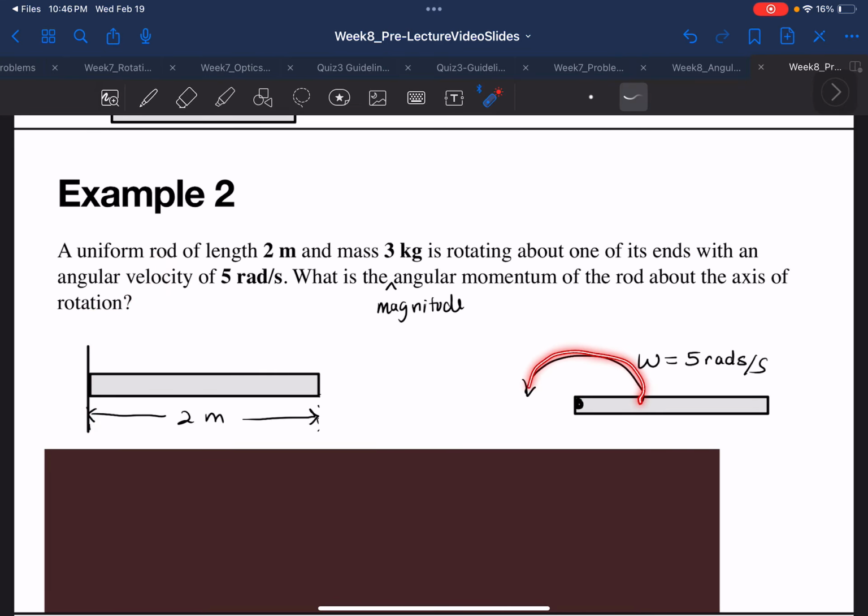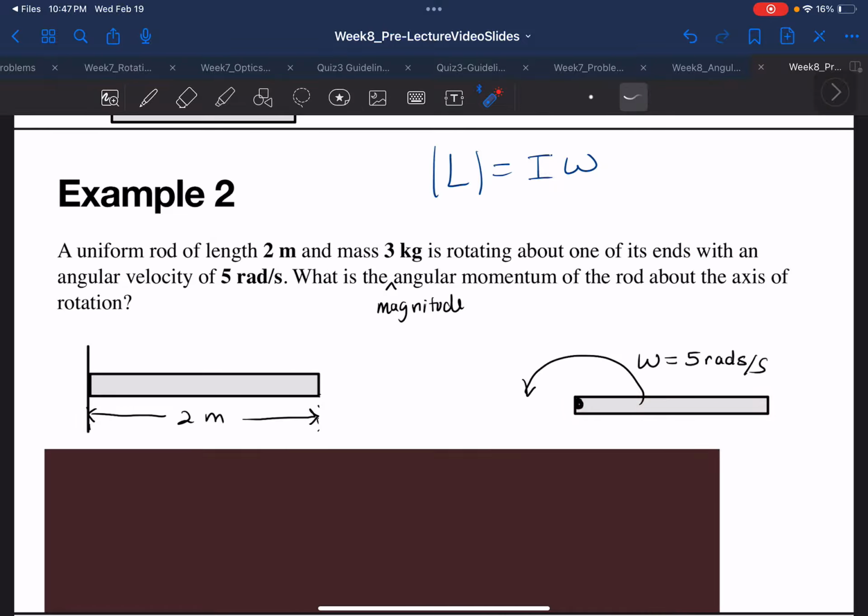We have this bar rotating at 5 radians per second. What's the magnitude of the angular momentum? Well, now we're going to use our formula: the magnitude of angular momentum is I times omega. Basically, what's the moment of inertia? What's omega? Well, first we need to find the moment of inertia of this bar about one end.